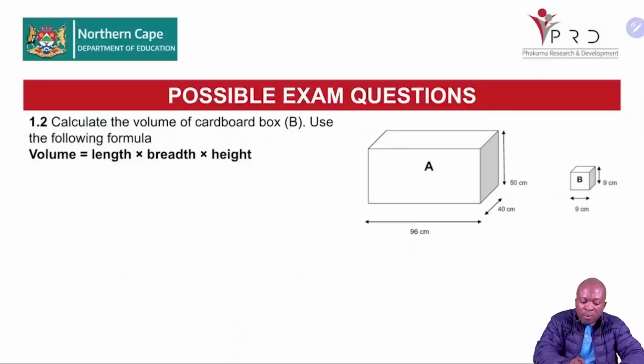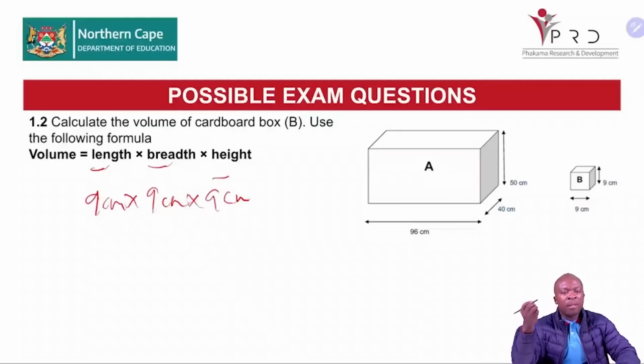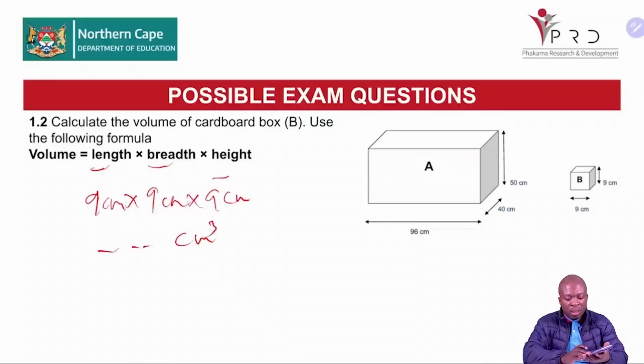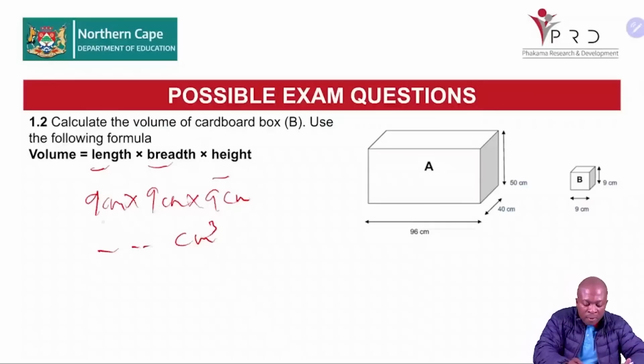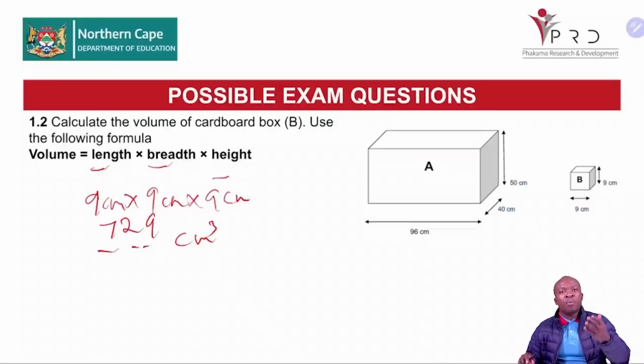So volume, they're saying is what? Length times breadth times height. So it's going to be 9 centimeters times 9 centimeters times 9 centimeters. Then you press 9 times 9 times 9. You get your answer, and then it becomes whatever answer you got in centimeters cubed. For box B it is going to be 9 times 9 times 9. That will give us 729 centimeters cubed. Centimeters cubed because we are multiplying three values.